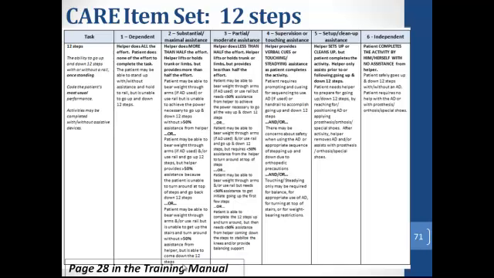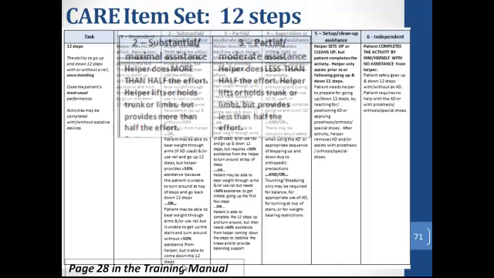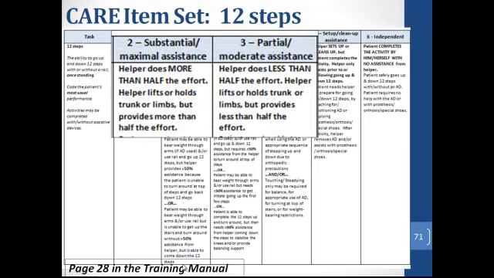In determining whether to score a patient 2, substantial max assist, versus 3, partial moderate assist, the helper will need to think about the entire task, up and down the 12 steps, and usual performance, and then determine whether greater or less than 50% assistance was provided.